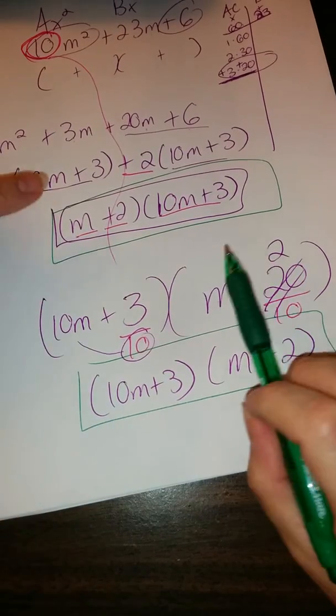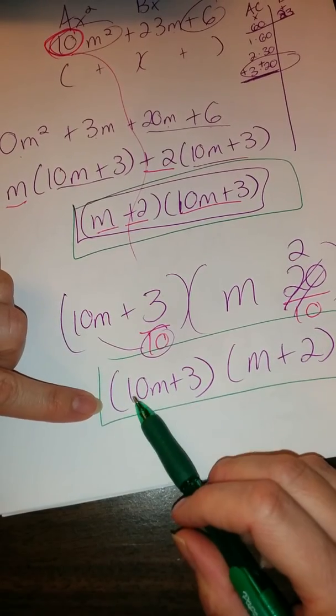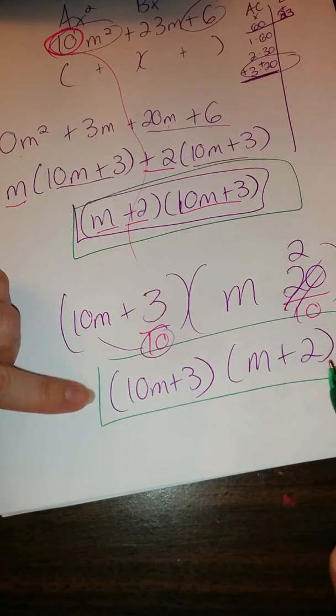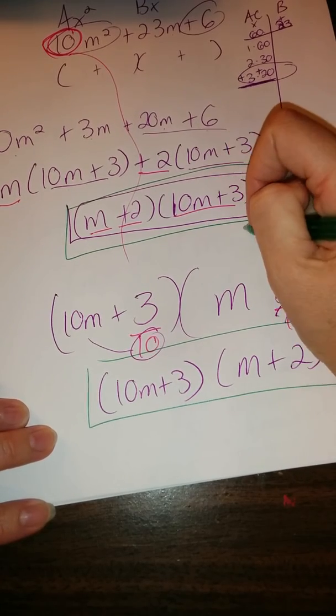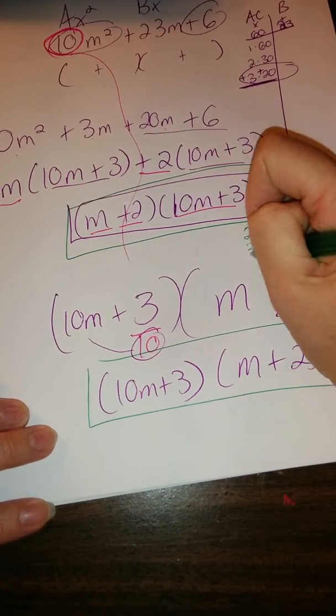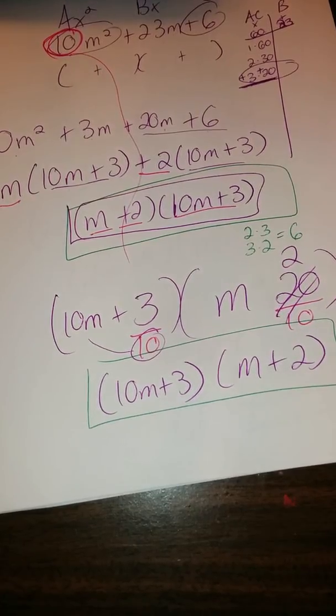Now, quick question for you. This first answer was m plus 2, 10m plus 3. The second answer is 10m plus 3, m plus 2. Is it okay that those are switched? Absolutely. Multiplication is commutative. 2 times 3 is the same thing as 3 times 2. Either way, you're going to get the answer of 6. Thank you very much.